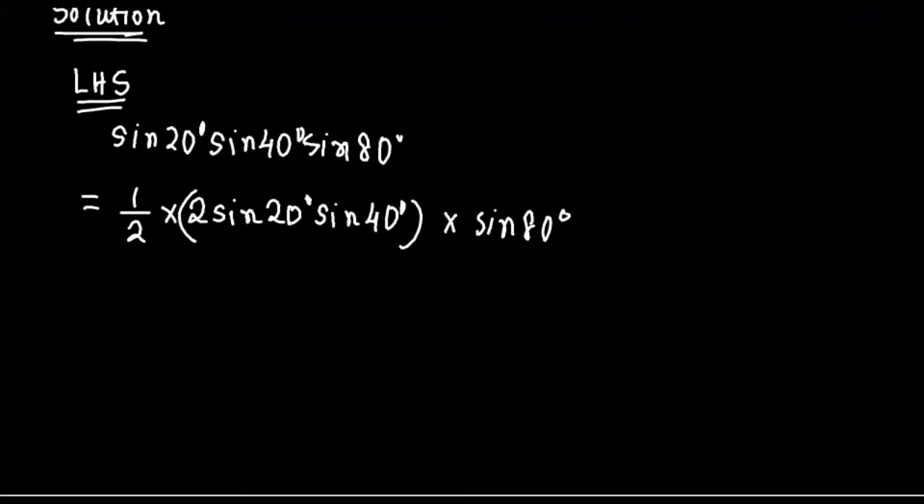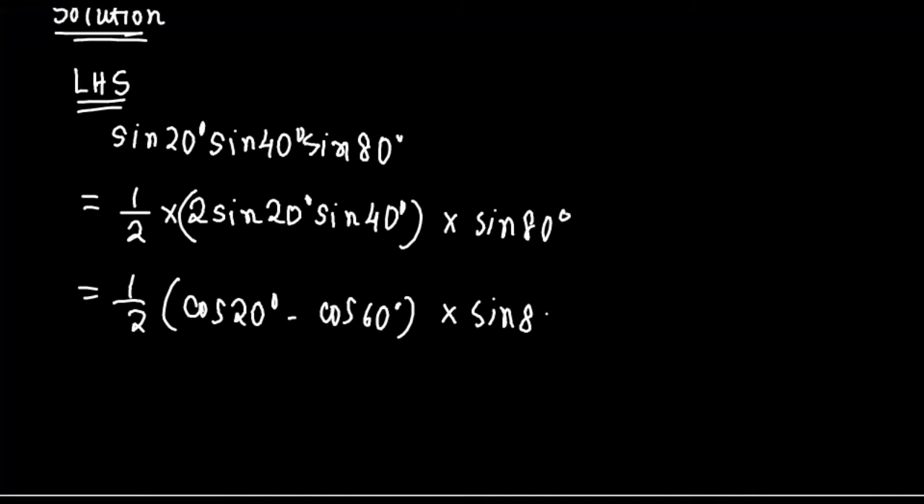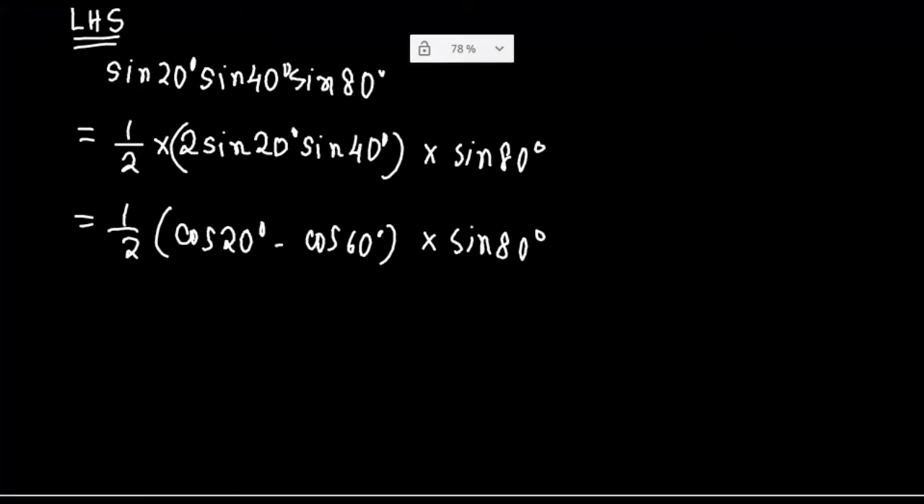Now you can see that it has become a formula of 2 sine a sine b. So we can write cos of (a minus b), that means cos of (20 minus 40), that is cos of minus 20, that is cos 20 only, minus cos of (a plus b), that is cos 60 degree, into sine 80 degree. So it is half into cos 20.